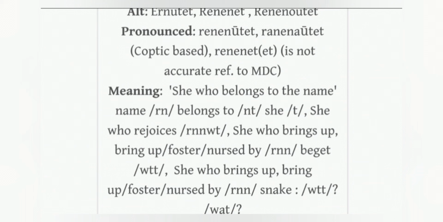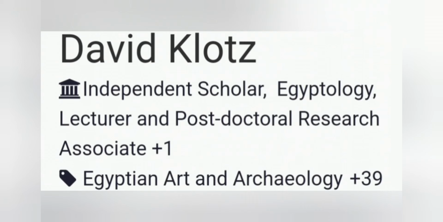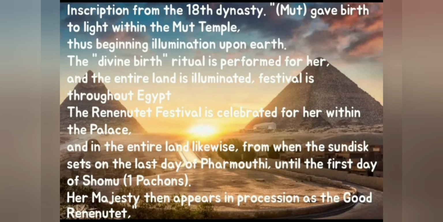So we see that she is a Mut deity. Mut means mother. She's a foster mother deity. Okay, so we're going to be reading from this translation from this archaeologist and Egyptologist. And it states the divine birth ritual is performed for her and the entire land is illuminated.